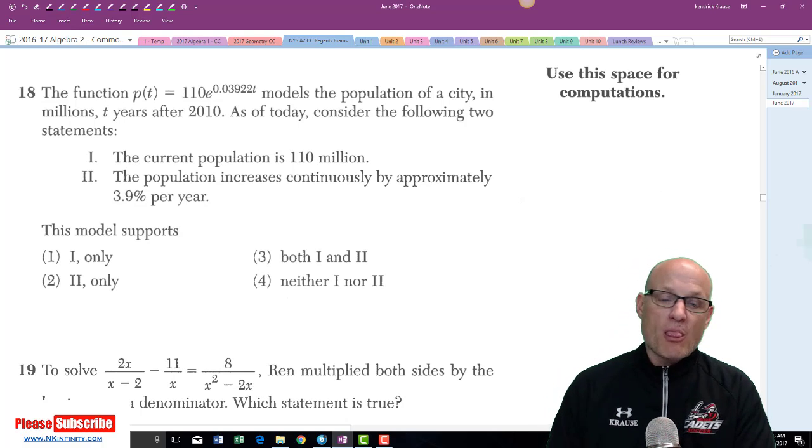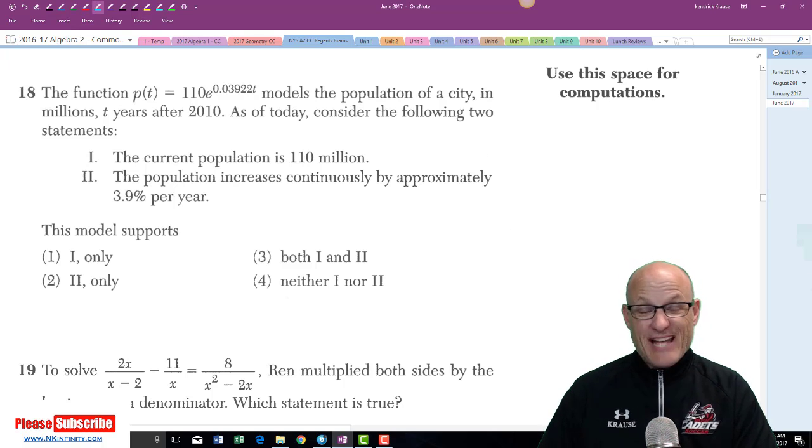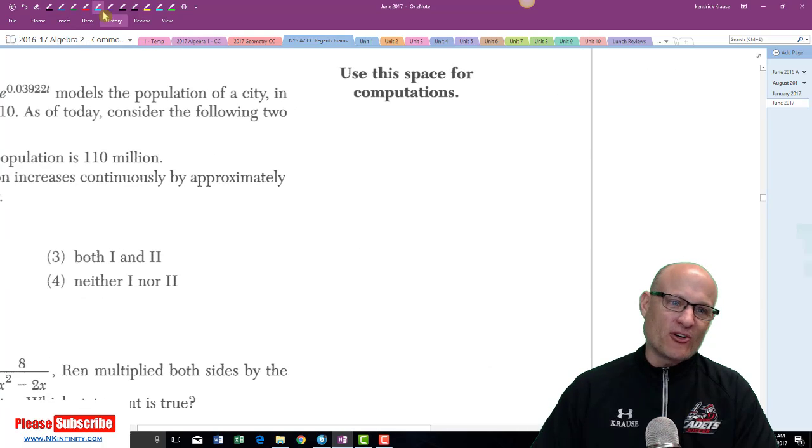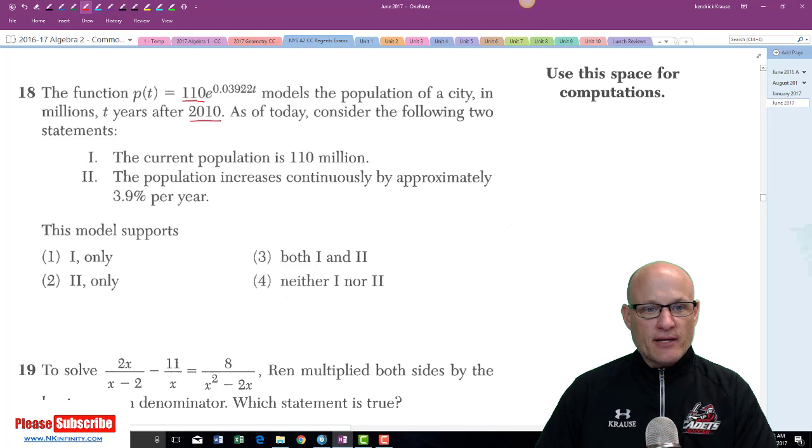This question. Shame, shame, shame on you, New York. Or, actually, it's not a bad question. It's just difficult because it is a reading question. Did you read it correctly? So, here's the deal. I'm going to do it in red because it made me a little angry to read this question. Here's my function. P of t is equal. Now, this is my starting amount, right, in 2010. The model's t years as of today, considering the following two statements.